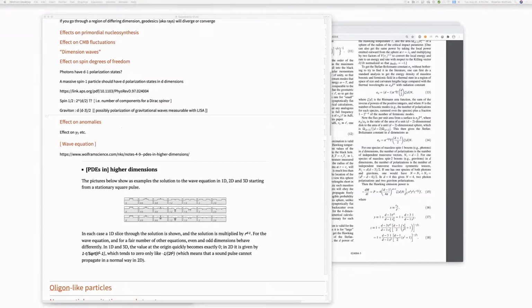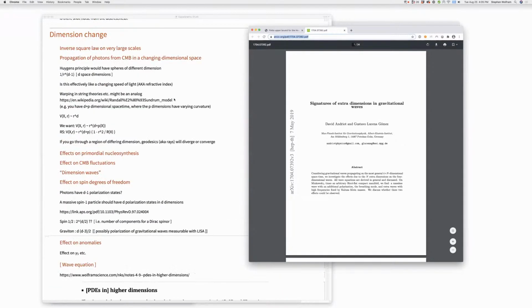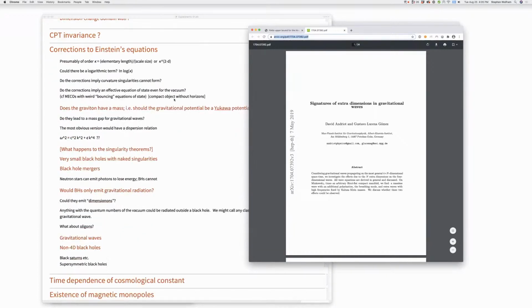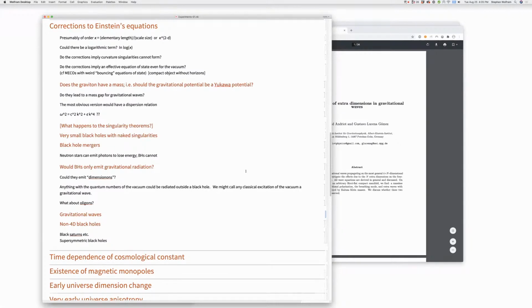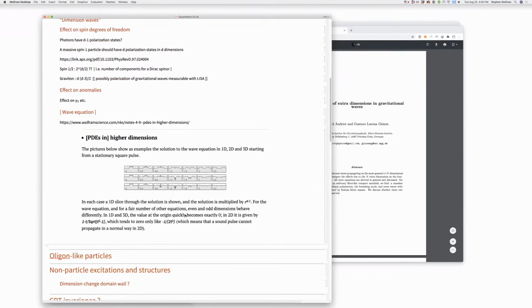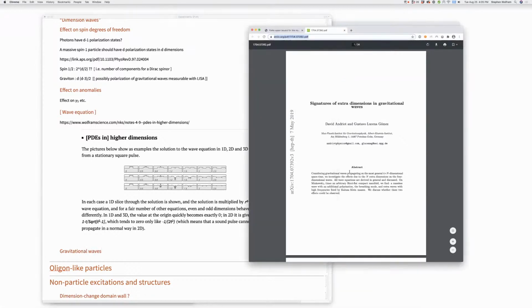Oh, somebody put in the very good. Okay, thank you. Where do we have this? Somewhere we had gravitational waves. Okay, let's write down gravitational waves here. Okay, a whole paper about gravitational waves. Oh, just from last year.